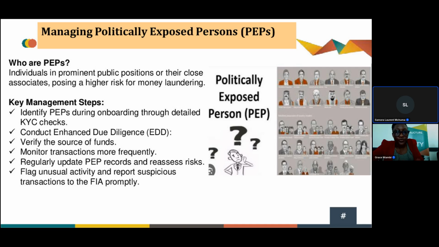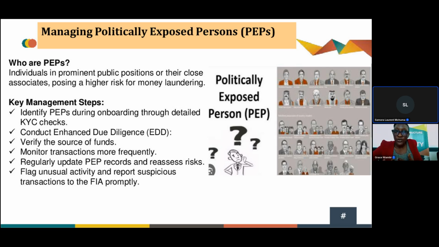But then you verify the source of funds before you start entering into business with this person, and you monitor transactions more frequently. You update the PEP records, you reassess the risks, flag unusual activities. So these are what you do when, like I said before, it may be just a suspicion. It may not amount to anything, but you did your due diligence of being diligent enough to be able to raise a suspicion either to yourself or with anybody who is superior to you.